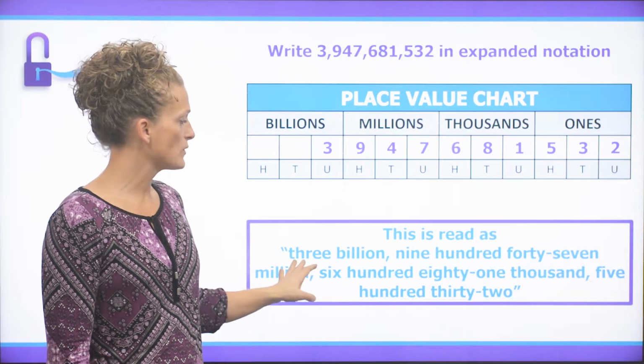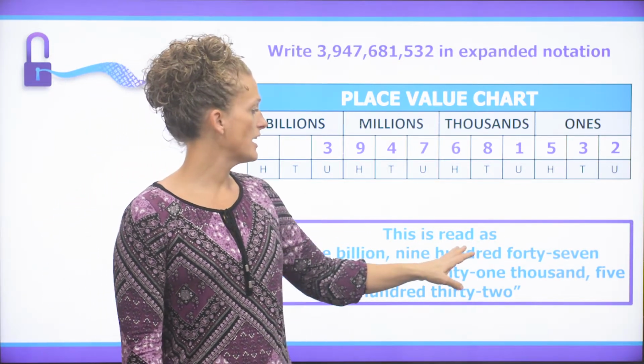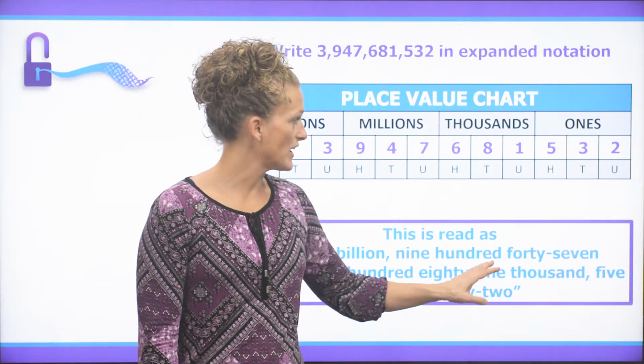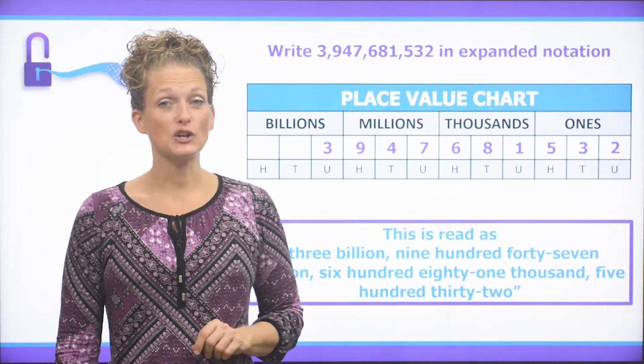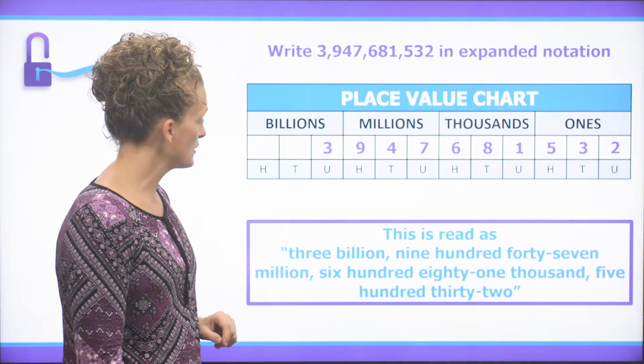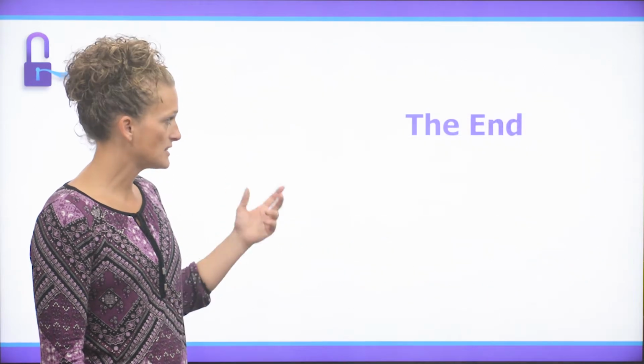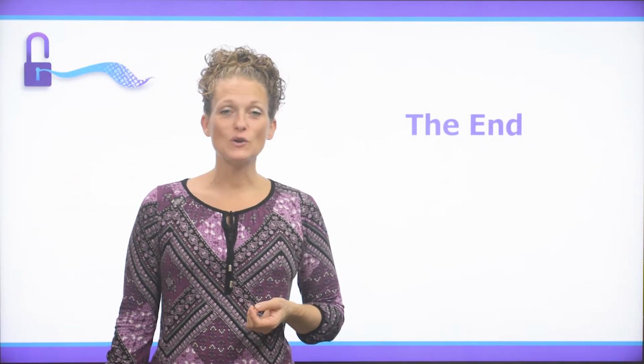So this number is read 3,947,681,532. And that is a very large number, but again, we follow the same procedure, same set of rules. And that is your lesson on place value of whole numbers.